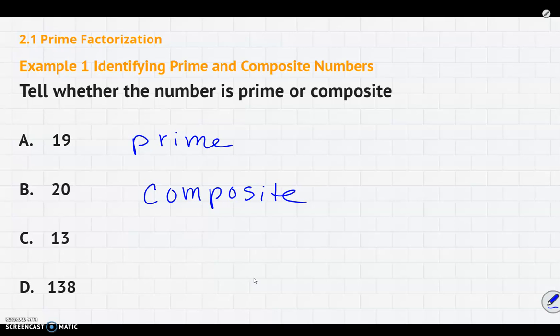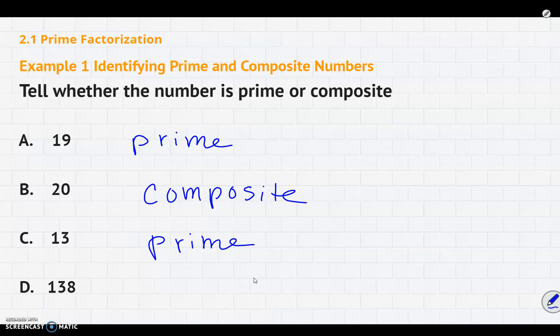The number 13, I know 1 times 13 is 13, but I can't think of any other numbers that multiply to be 13, and therefore it is prime. And if you were to work your way through those divisibility rules, you would find 13 is not divisible by any of those numbers.